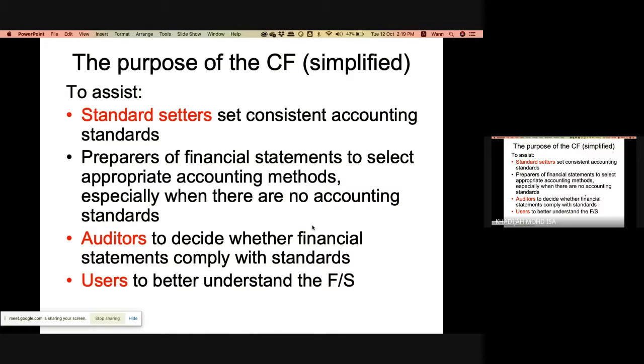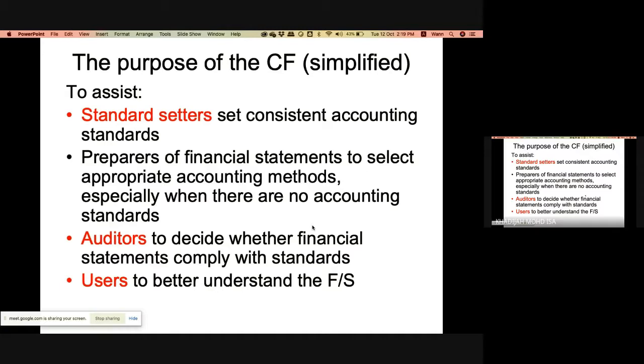What is CF? The CF is the conceptual framework. Why do you need a conceptual framework? To assist standard setters to set consistent accounting standards. Once you have a guideline, then you have those people we call standard setters who set the accounting standards. So when you have the guideline, the standards that we set are always consistent.